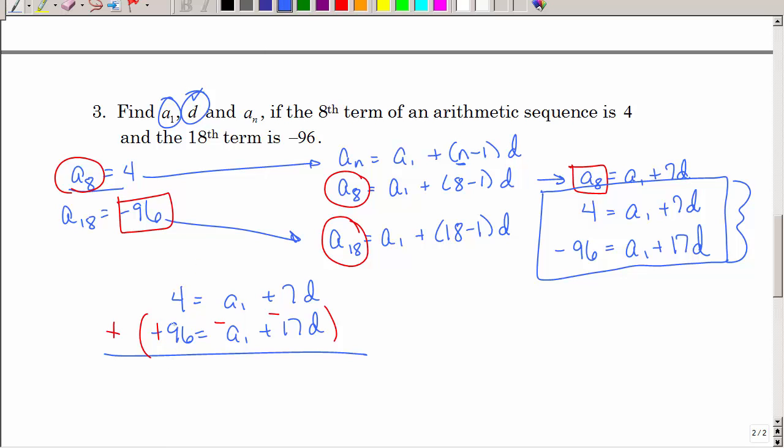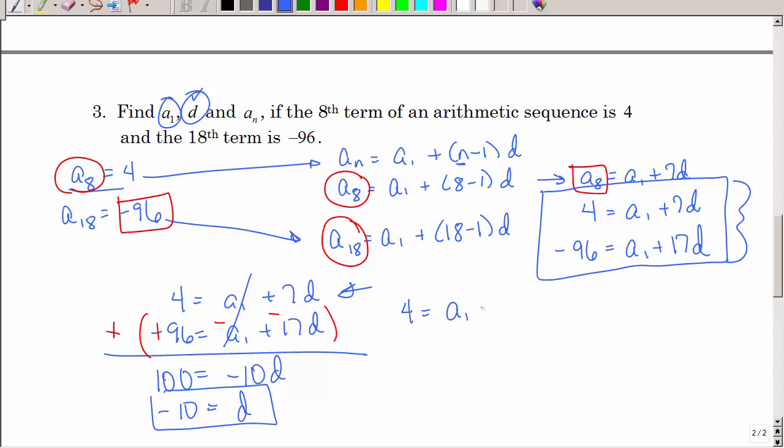And then if I add these up and down, that's 100. That cancels, and I have negative 10d. So d is negative 10. Then I'm going to come back up here and substitute that in to solve for A, or A1. So that's negative 70, add it to both sides. So the first term is 74.